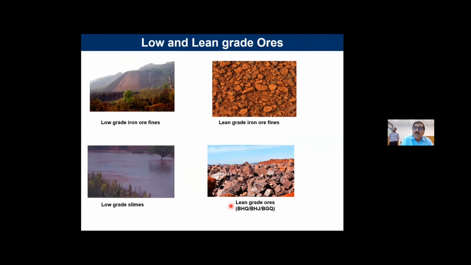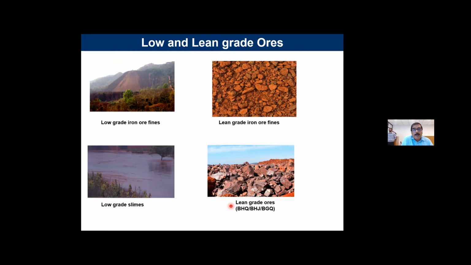Second thing, a lot of tailing generation and a lot of challenges are common. That's why we have done this reduction roasting, because the main objective of reduction roasting is to convert goethite and hematite to magnetite. Once you convert to magnetite, then recovery will be easy, and it further makes pelletization easy.